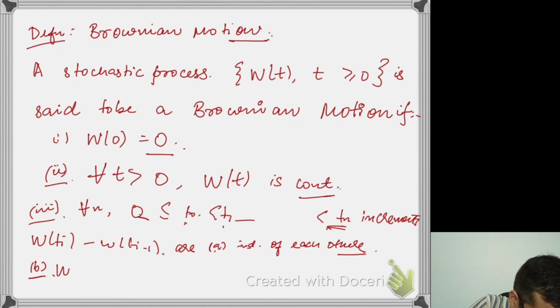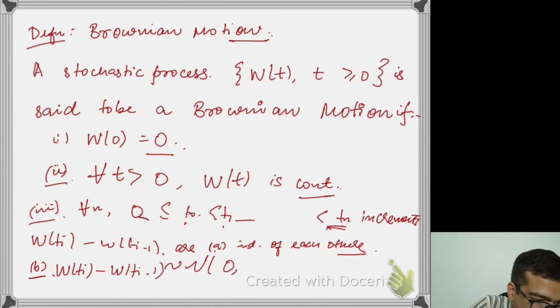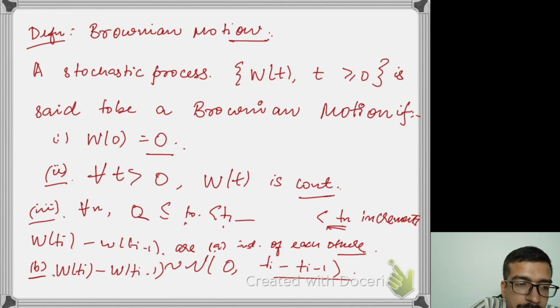And secondly, the distribution of W_{t_i} minus W_{t_{i-1}} is normally distributed with mean 0 and variance t_i minus t_{i-1}. So the distribution only depends on the time difference; it doesn't depend on the actual time. This special property is also called stationary increments. We don't need to know that, but just for your sake I'm telling you. So basically the third property is the one which completely defines the stochastic process.